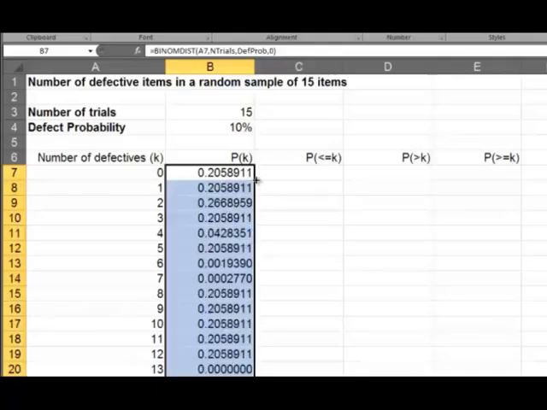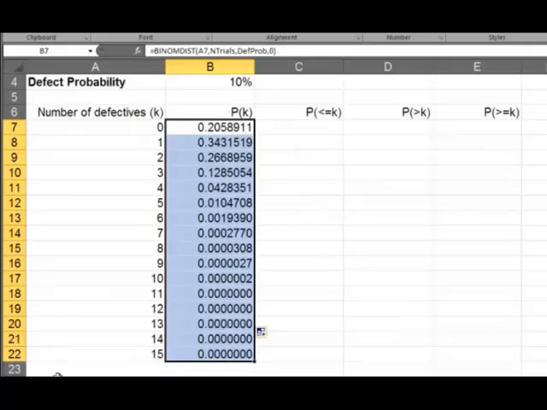And I'm going to copy this formula all the way down. And these numbers, again, should match up exactly with the numbers we were originally given. I think I have a few more decimal places displayed.